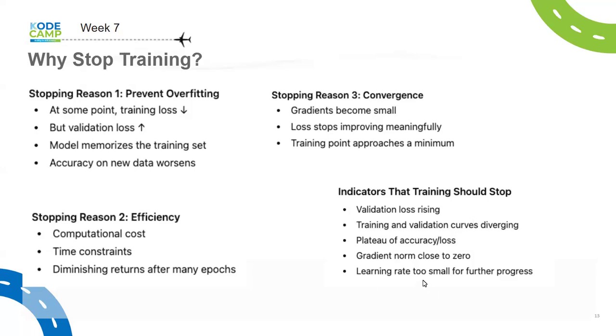So this is kind of a summary of it. If the validation loss is rising, it's overfitting. If the training and validation curves are diverging, it's overfitting. Same thing. If you have a plateau of accuracy or loss, that means the model has either converged or plateaued, it has flattened out. It's not going to get any better, right? So if the gradient norm is close to zero, that means the gradients are also very small. So again, the parameters will not update that much.